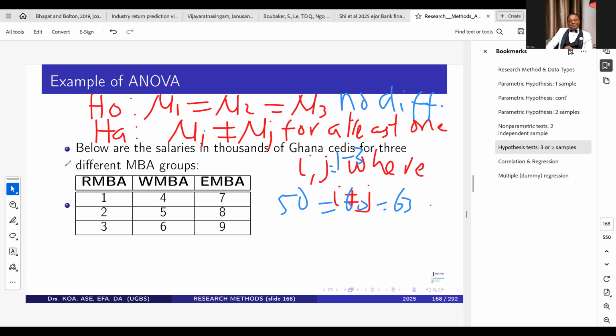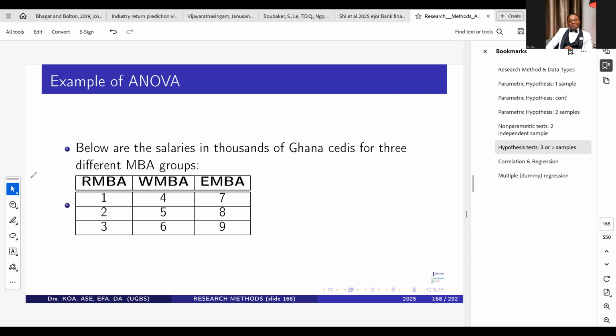Now, to be able to do this, you need to generate something we call the ANOVA table. Write it down. I'm going to show you the ANOVA table. It is just a matter of writing a small table like this and then splitting it. Here you should have something called source. Write this table. Under source, you should have between group differences and then within group differences.